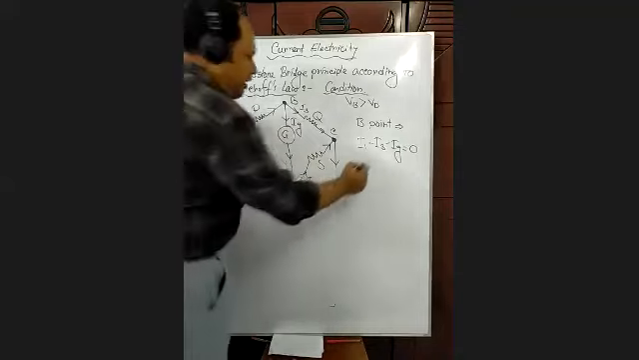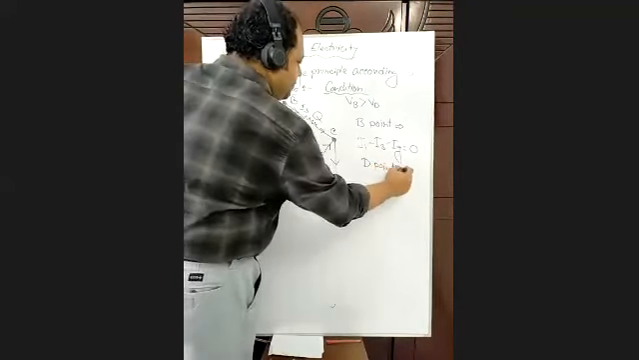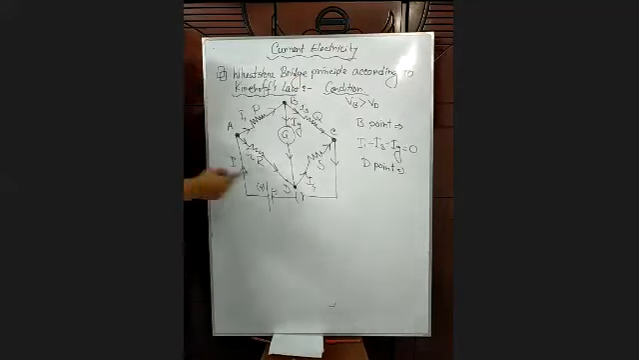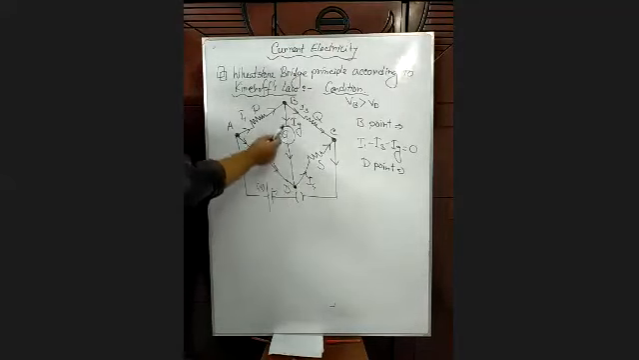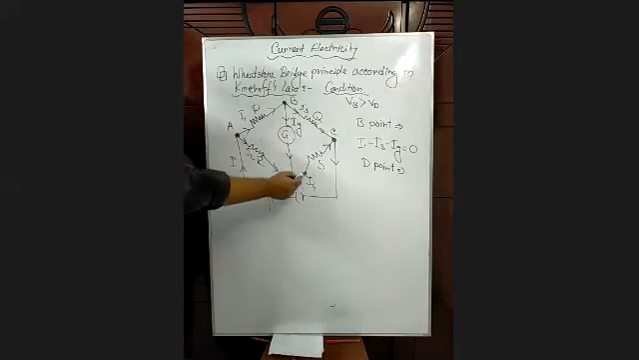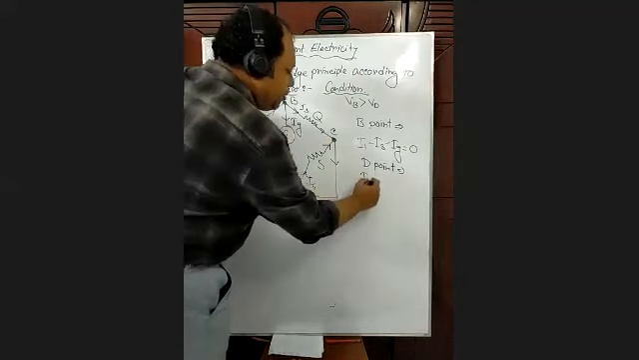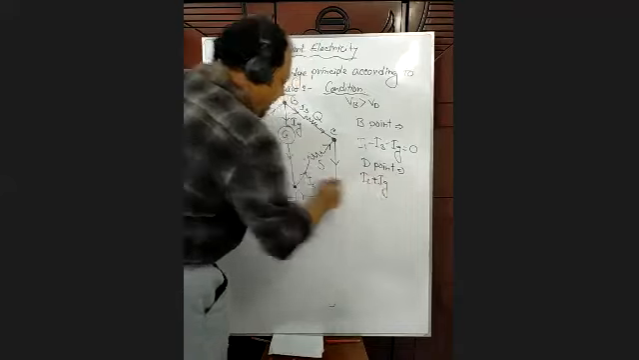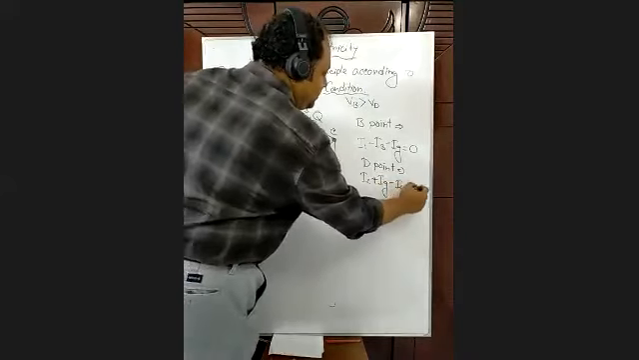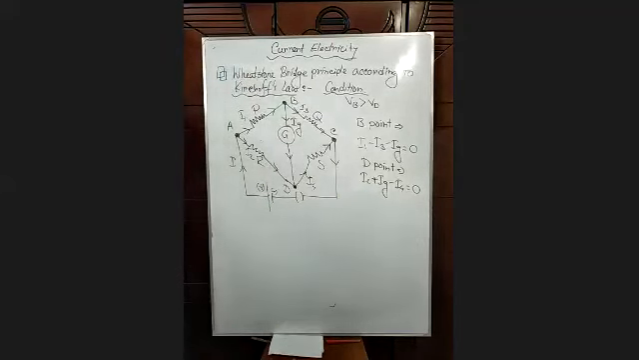Now if I look at point D, I can see that I2 current and IG current go towards point D, and I4 goes away from point D. So I2 and IG can be considered positive and I4 is negative, and the summation of it is 0. So according to Kirchhoff's first law, we have got these two equations: I1 minus I3 minus IG equal to 0, and I2 plus IG minus I4 equal to 0.